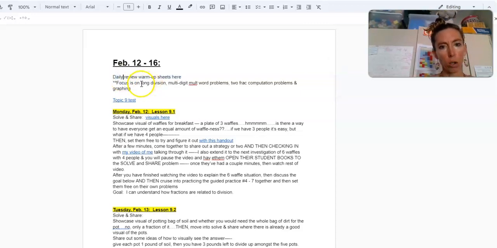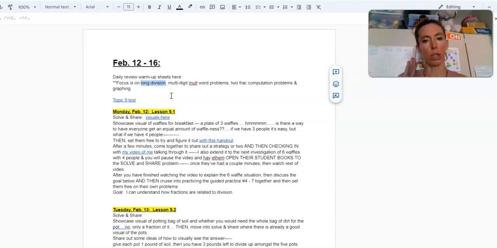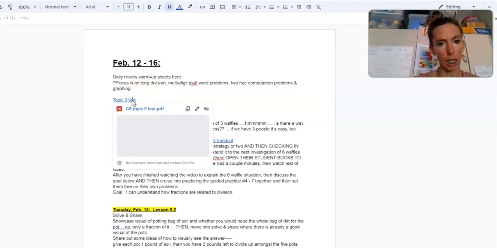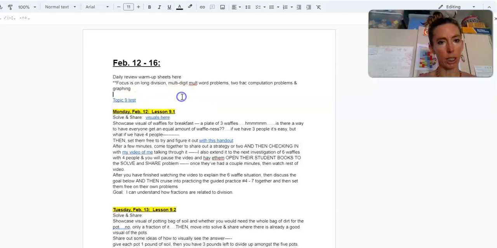But my goal is to have one either long division or multi-digit multiplication word problem, and then two fraction computation problems, one of them being adding and subtracting, one of them being multiplying, and then a mystery graph to keep that going. Okay, if you want to take a look at the new topic test, you can check it out.